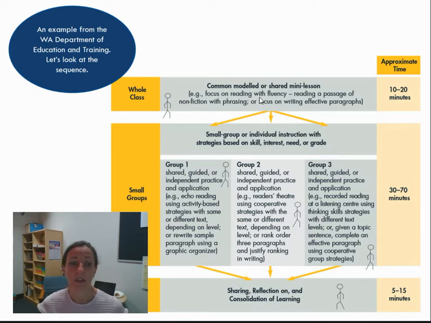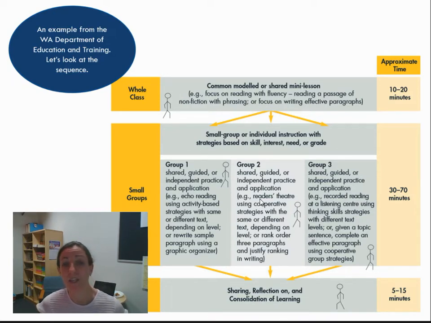And then from here, the class would break into small group or individual instruction with strategies based on a skill, interest, need, or something appropriate for a particular grade that might relate to a different learning area, perhaps a language experience from another learning area. So group 1 might have shared, guided, or independent practice and application. It might be something like echo reading using activity-based strategies with the same and different text depending on the level, or rewrite a sample paragraph using a graphic organizer.